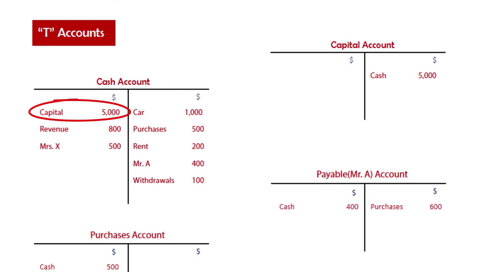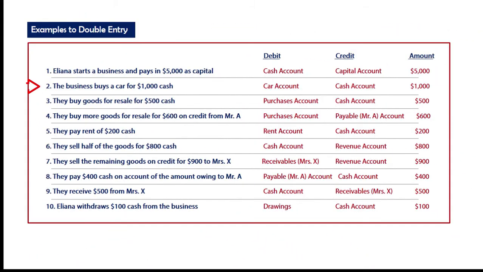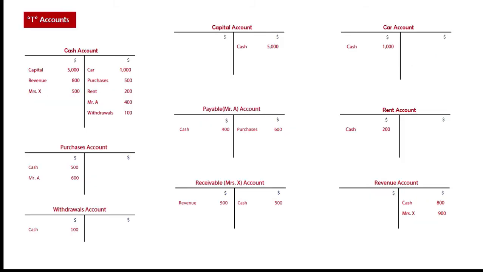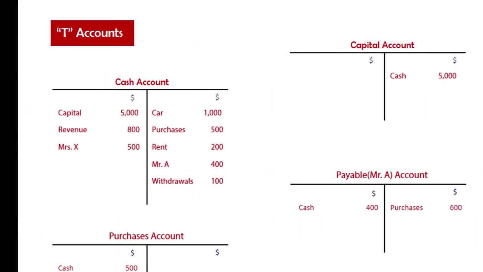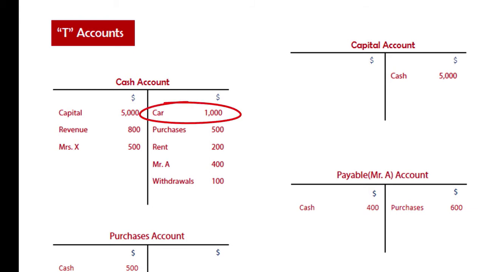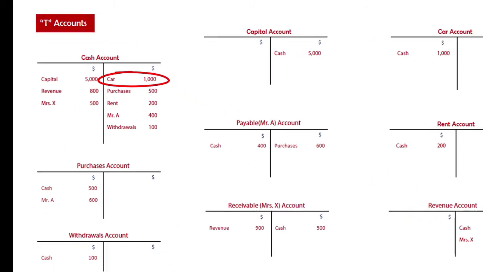Then we put the amount here, $5,000. Then we move to the capital account and credit it in the name of the other element, which is cash, for the $5,000. When we move to the next example, we are supposed to debit the car account and credit the cash account. Now note, the cash account is already open, so we'll open an additional account for car and record this transaction. So when we come to the T account, we will debit the car account in the name of cash for $1,000. Then we will come and credit the cash account in the name of car for the $1,000.